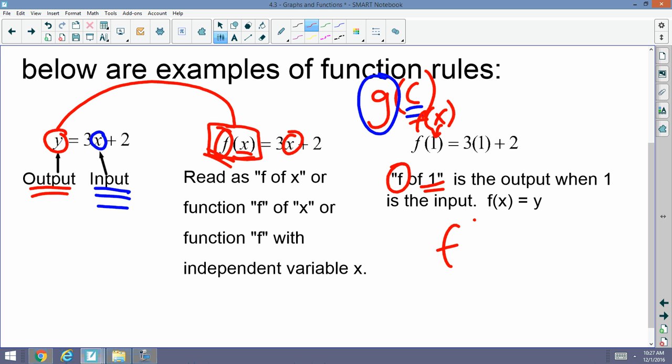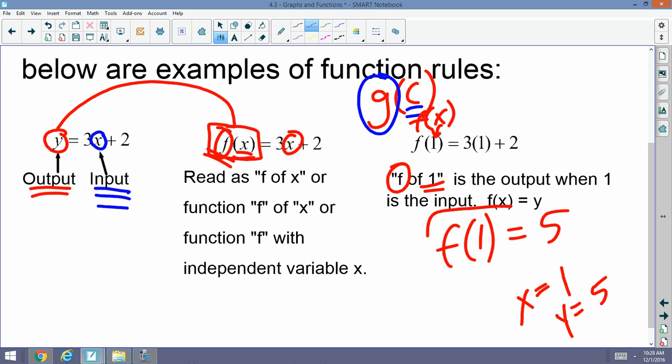So let me explain this. f of 1 equals 5. The x value is the 1. The y value is the 5. Because f of 1, the function itself, f, is 5 when the x is 1.